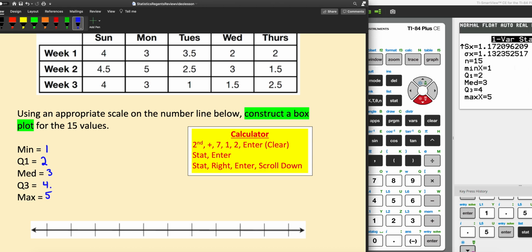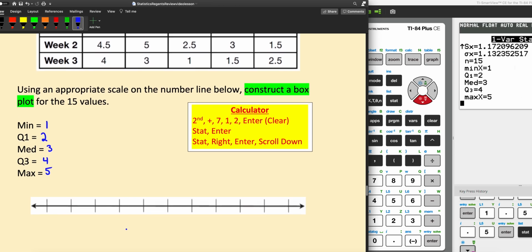Now remember, I get a lot of questions about how to number the number line here. Guys, keep one thing in mind. To make life easy, just start with a number less than the min and end with a number greater than the max. So since the min is 1, I'm going to make this easy. Let's start at 0, 1, 2, 3, 4, 5, 6, 7, 8, 9, and 10.